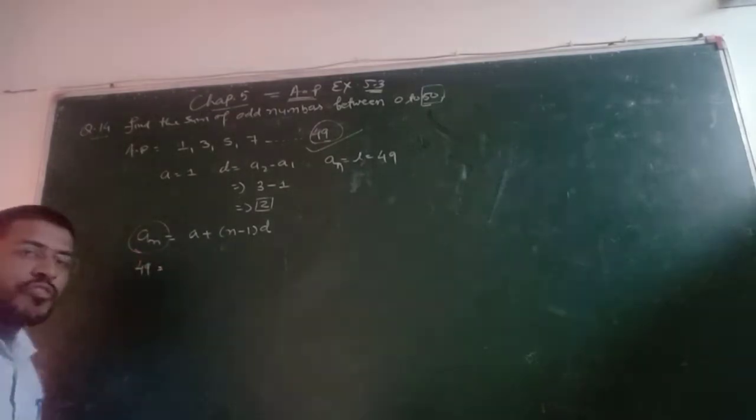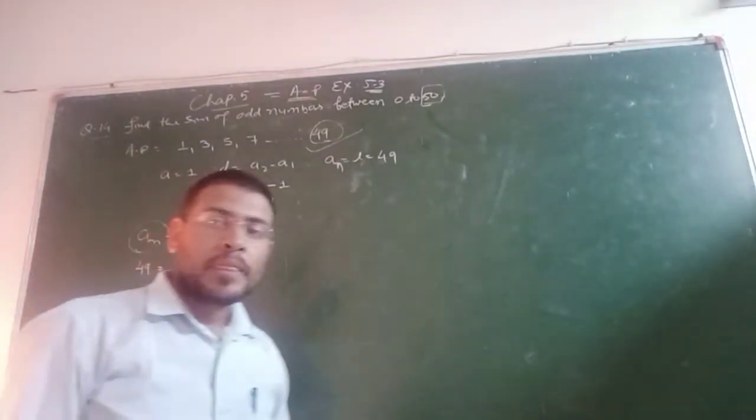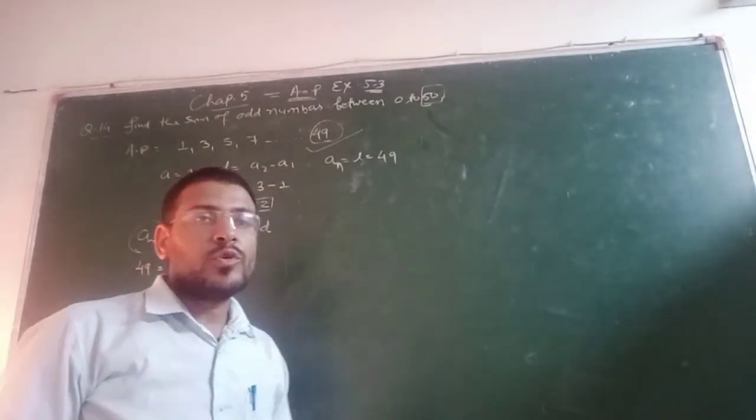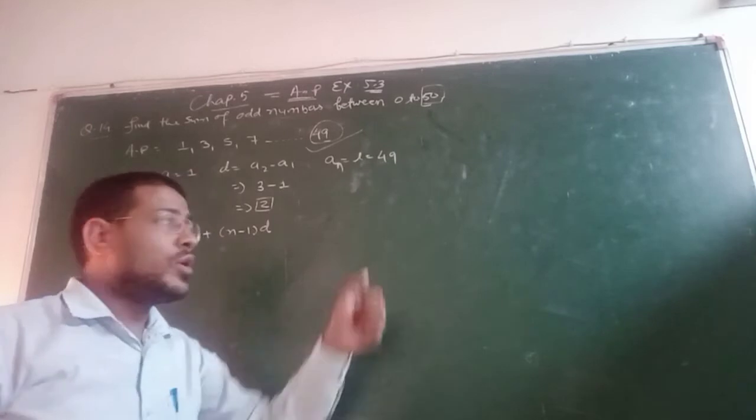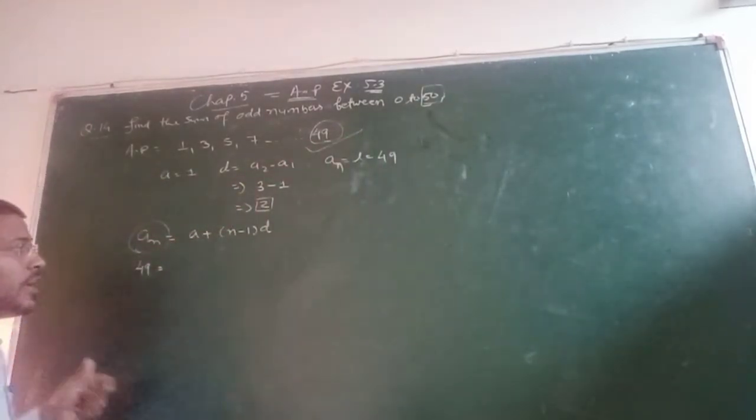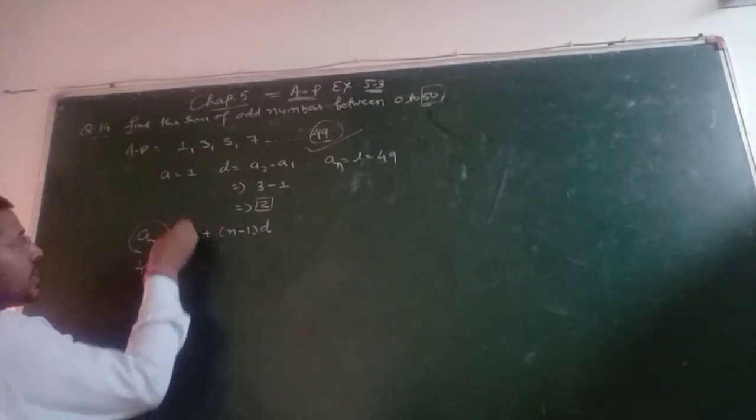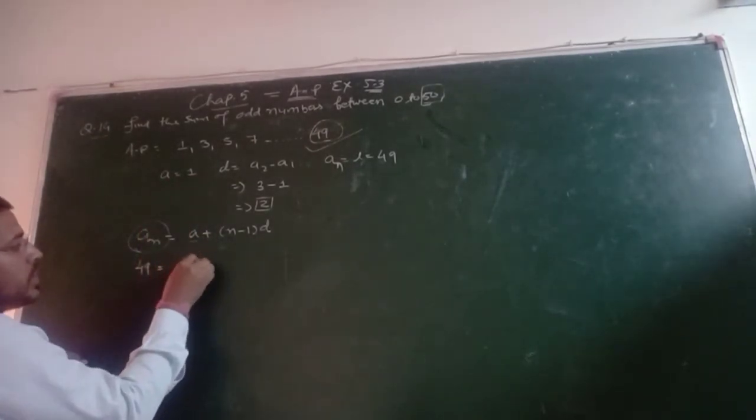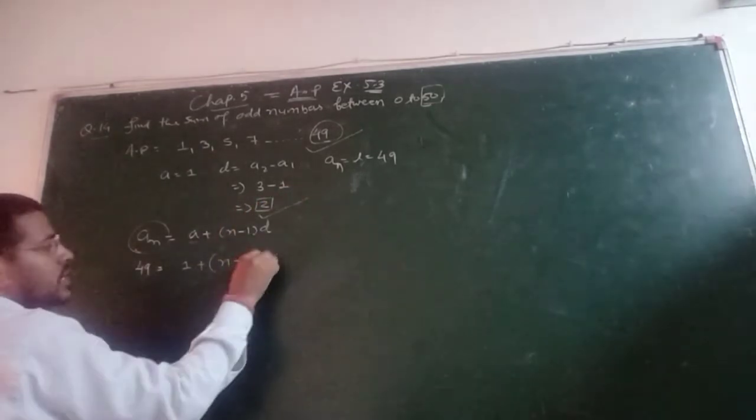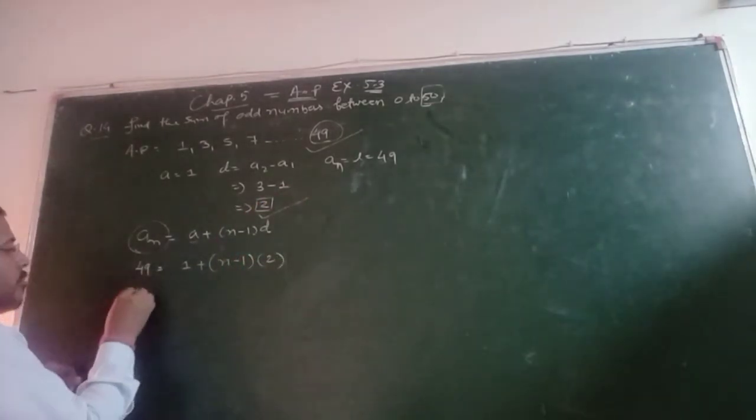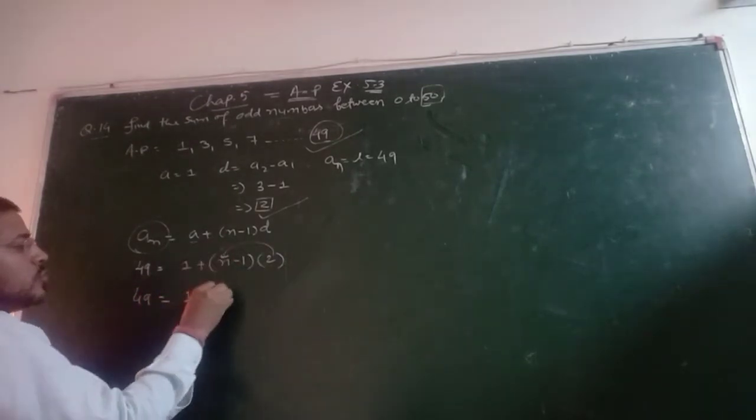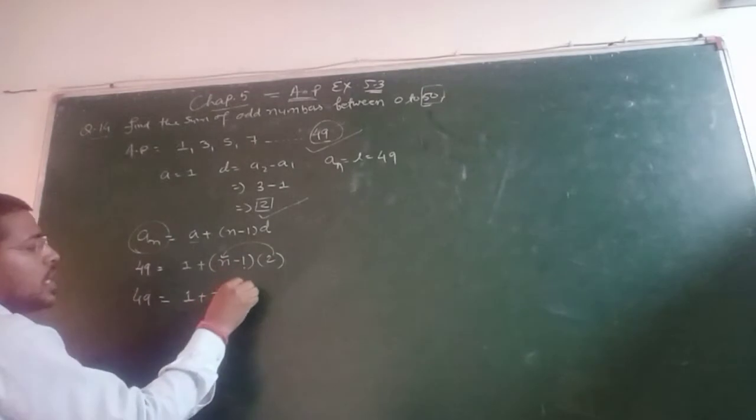So why are we finding an over here? Because the value of n is not given. Whenever you don't have the value of n and you have been given the last value, put this formula and you will get the value of n. So a is 1, n is not given to you, but d we have already found, that is 2. 49 is equal to 1 plus, get the multiplication, 2n, 2 minus 2.